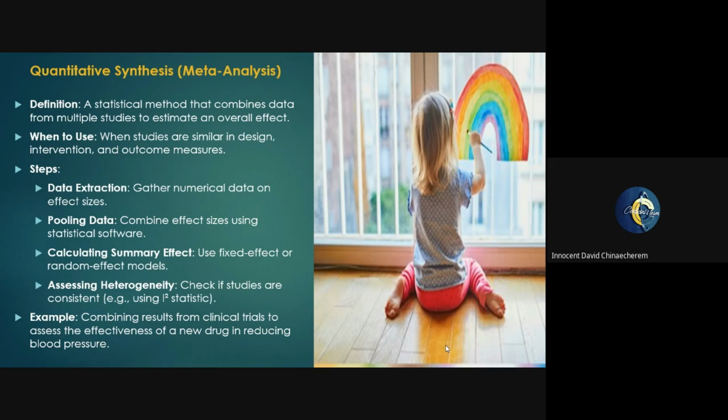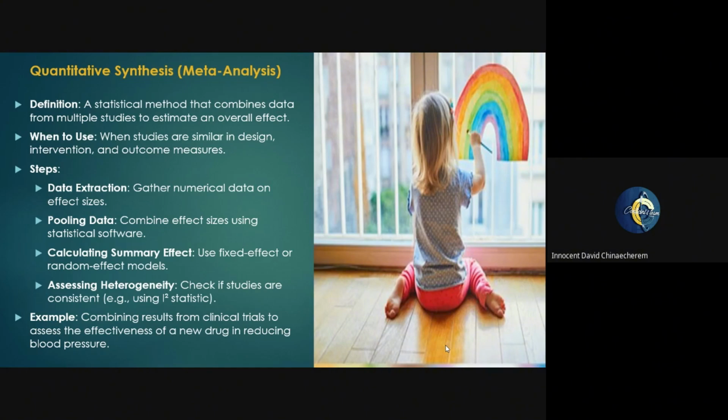An example of this is comparing results from clinical trials to assess the effectiveness of a new drug in reducing blood pressure. It also applies to the same example I gave, prevalence, because sometimes meta-analysis is not always for the effect of an intervention. You can also perform it for descriptive data like prevalence, or an ecological study. So these are some of the information we need to know.